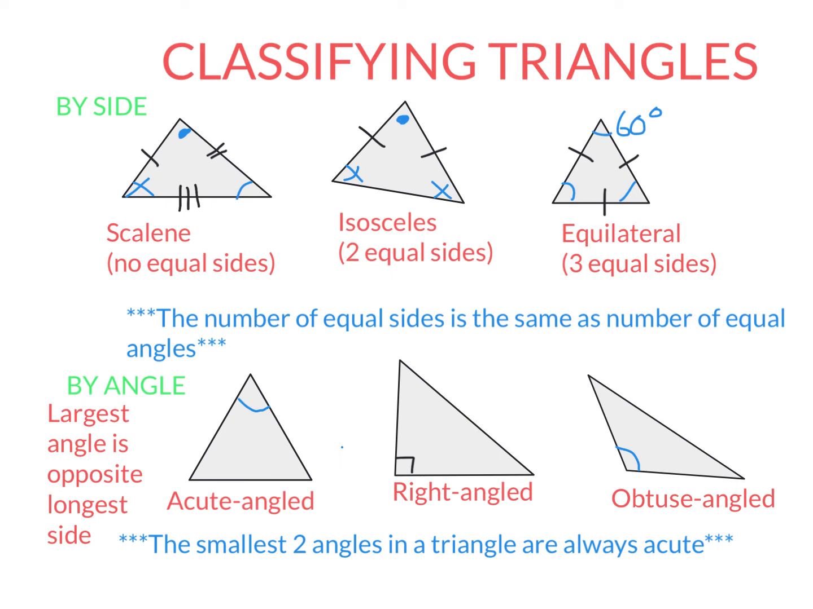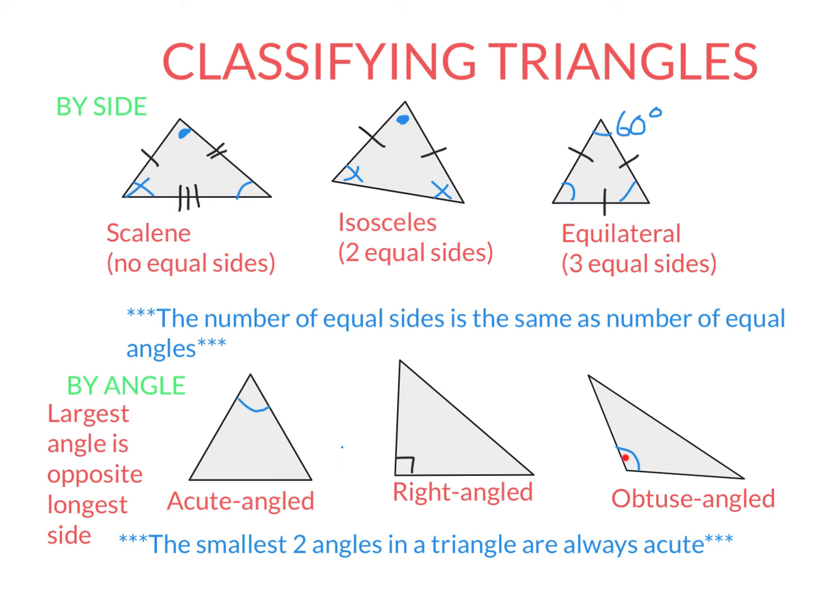Now note that any triangle can't have more than one right angle or more than one obtuse angle, because then the angles in the triangle would add to more than 180, which we know can never happen. So again, by the angle properties, we're just looking at the largest angle. So there are always two acute angles in every single triangle.